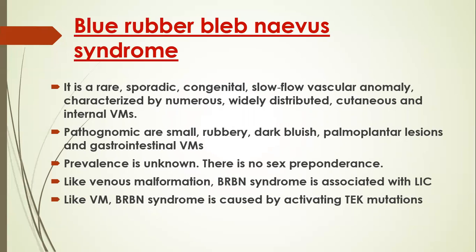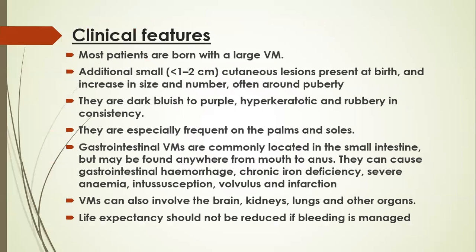Like the venous malformation, the syndrome is caused by activating TEK mutation. Clinical features. Most patients are born with large venous malformations. Additional small, less than 1 to 2 centimeter cutaneous lesions are present at birth and increase in size and number, often around puberty. They are dark bluish to purple, hyperkeratotic, and rubbery in consistency, especially frequent on palms and soles.